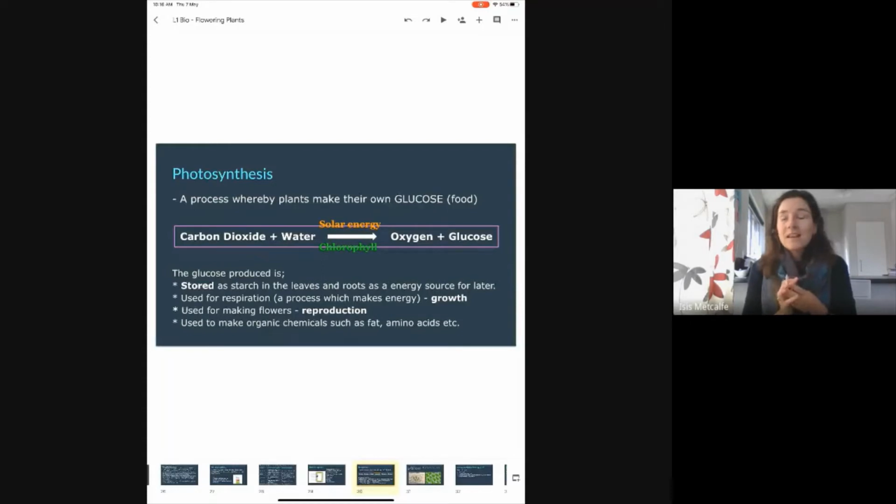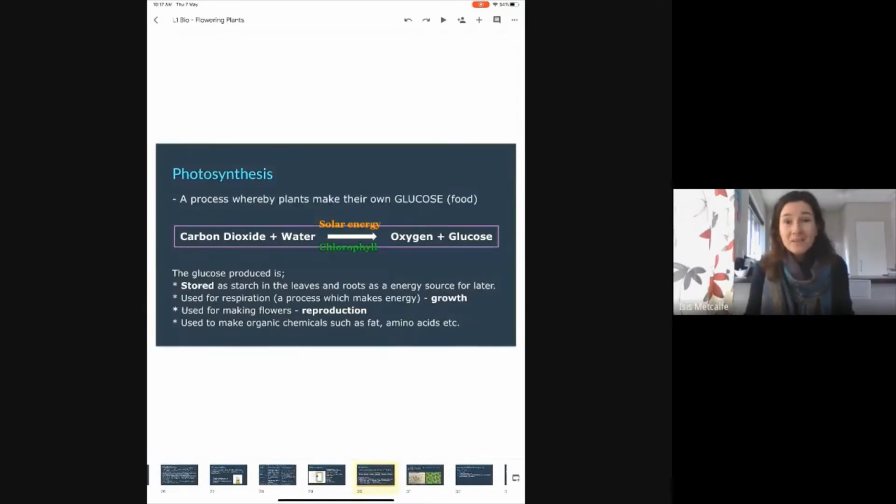You have to mention those 3 things in an exam question if you get asked any kind of photosynthesis question, because this is the point of it. The plant can either store the glucose for later, or use that glucose to make energy, which is needed for growth, or use that glucose to make energy for reproduction. And then there's a couple of other things, like I've said in the very last bullet point, to make fat and amino acids and things like that. But storage, growth, and reproduction are the 3 main reasons why the plant makes glucose.